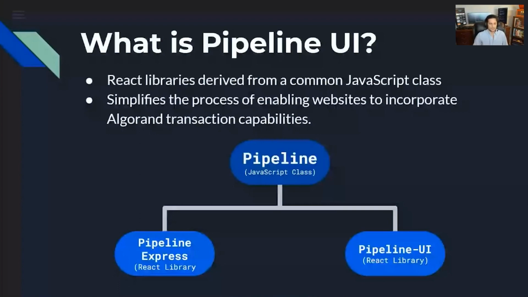So we have Pipeline, which is a JavaScript class, and it's essentially like a mini Algorand SDK. And we have Pipeline Express and we have Pipeline UI, which are two separate React component libraries. Pipeline Express is extremely lean, with limited features, but very, very quick to get off the ground running if you want to quickly spin up a dApp. And Pipeline UI is a full-featured component library with, I believe, 40 or so components right now. And the React library is derived from a common JavaScript class. It simplifies the process of enabling websites to incorporate Algorand transaction capabilities.